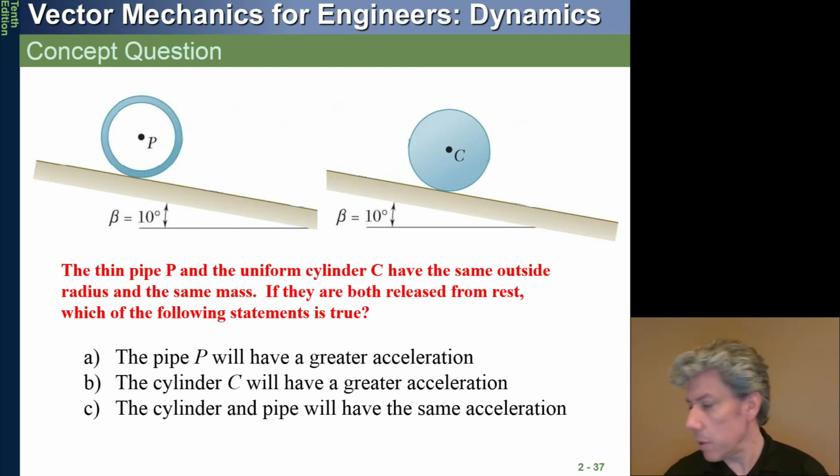Now notice that both of these have the same amount of mass. You can actually take the difference between the solid cylinder and the cylinder that would be there in the center. But since the thin pipe on the left has the same amount of mass as the cylinder on the right, the fact that the mass is distributed far away from the center means that it will have the higher moment of inertia. That means it'll be harder to get it to start spinning. And so cylinder C will have a greater acceleration. It will be easier to get it to start rotating.